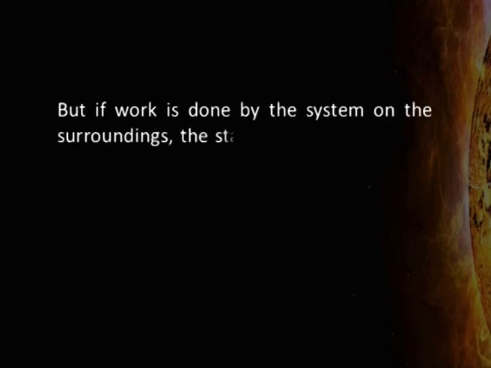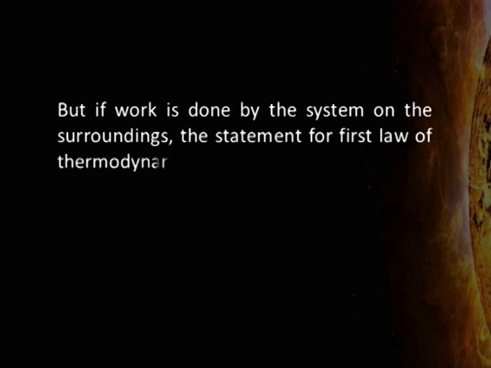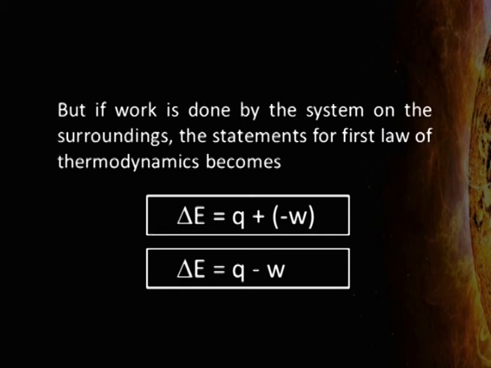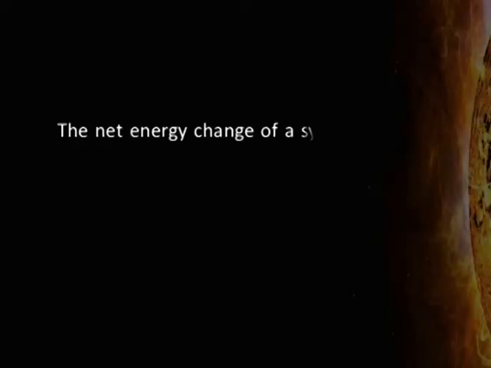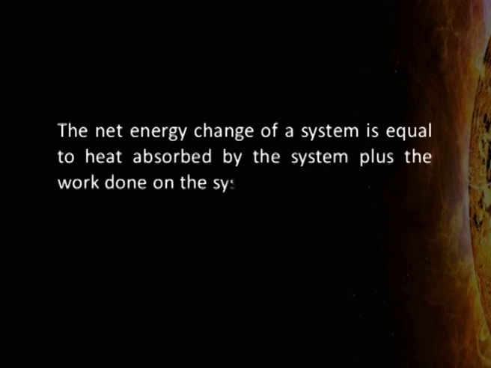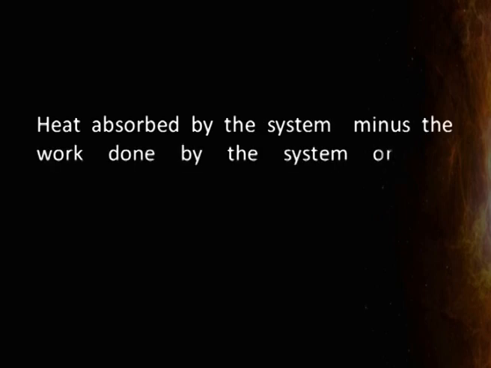But if work is done by the system on the surroundings, the statement for first law of thermodynamics becomes delta E equal to Q minus W, because work takes negative sign here. For first law of thermodynamics, it can be said that the net energy change of a system is equal to heat absorbed by the system plus work done on the system, or heat absorbed by the system minus work done by the system on the surroundings.